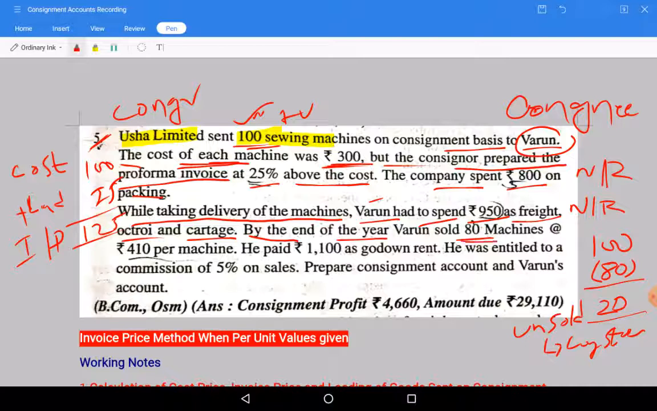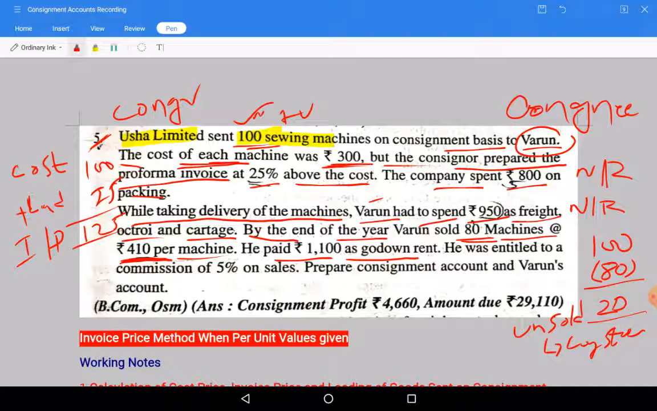Okay, 80 machines at 450 per machine. Each machine, 410 rupees, each machine he has sold, not 450. So this is the sale price per unit. Varun paid godown rent. Godown rent is not non-recurring, it is of a recurring nature. So this will not be included while calculating consignment stock.